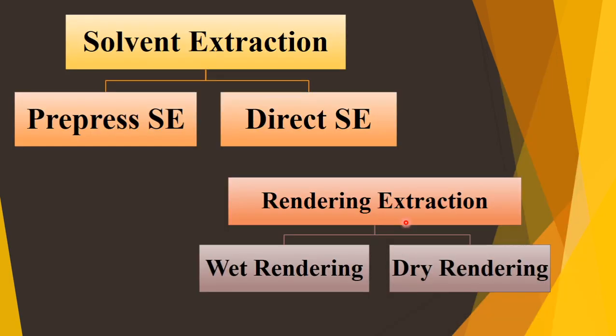Let's begin with solvent extraction, that is pre-press and direct. In pre-press, what happens is that pressing of the oil seed is carried out before solvent extraction. The oil seed is pressed, where this method is used for oil seeds which contain more than 35% of oil.